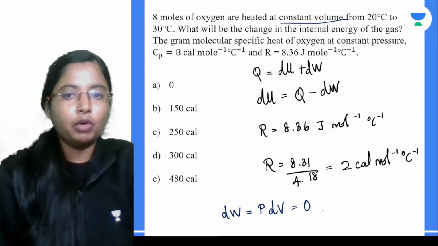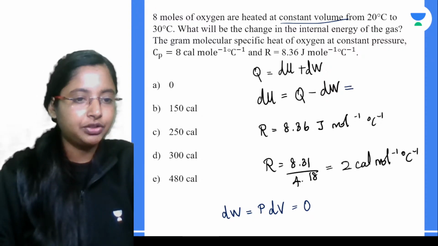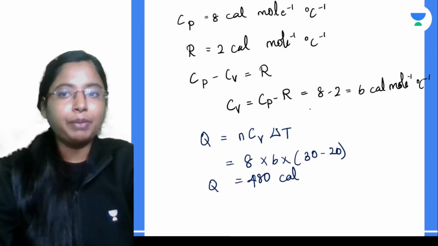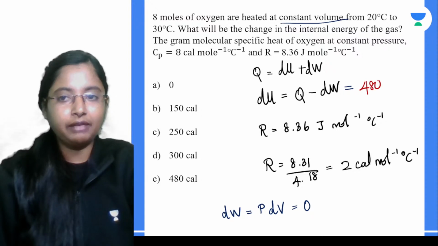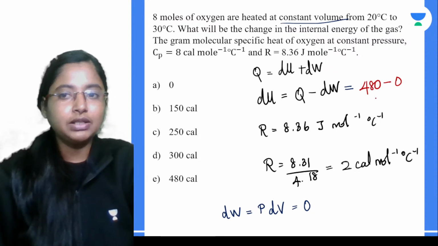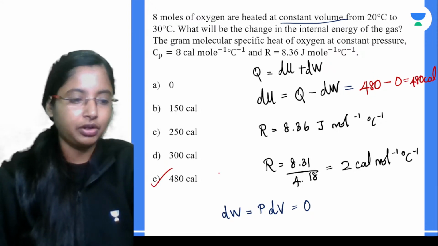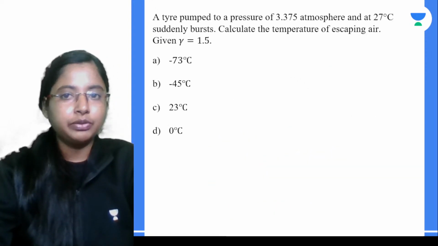So what will be the change in internal energy? The change in internal energy will be nothing but the heat supplied to the system, that is 480, minus work done. Work done by the system is 0. So this gives us just 480. So this is your answer. Alright, great. Now let's move ahead.